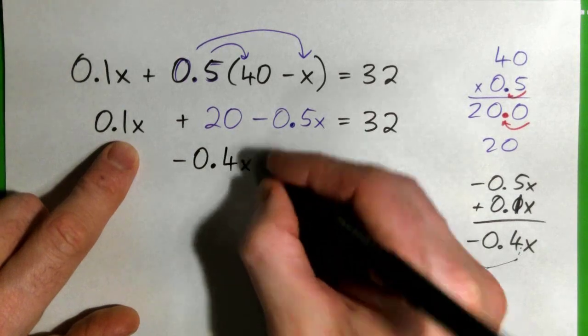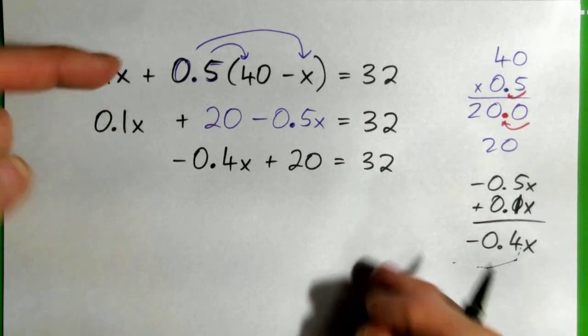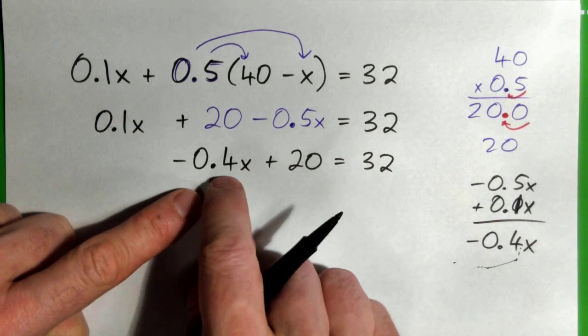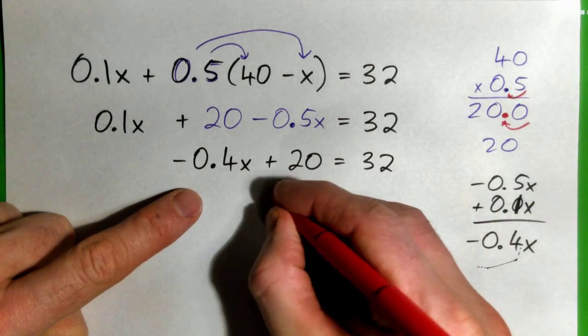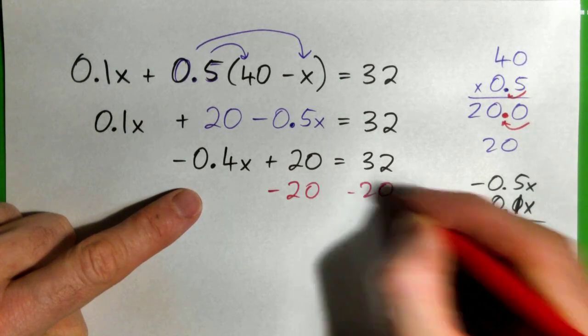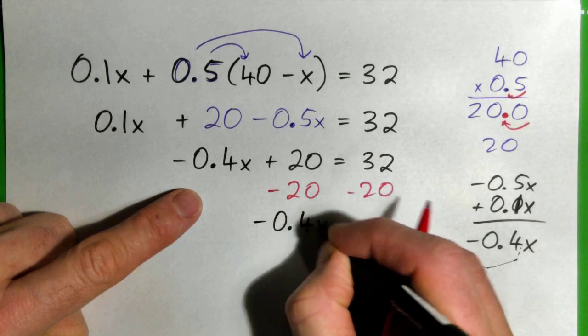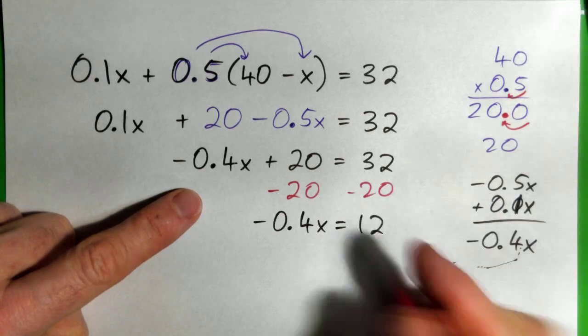-0.4x, then plus 20 equals 32. So we've simplified the left as far as we can because we can't put these terms together. That's the next term, that's a number. So at this point we just solve the equation. Subtract 20 from both sides and you get -0.4x equals 12.